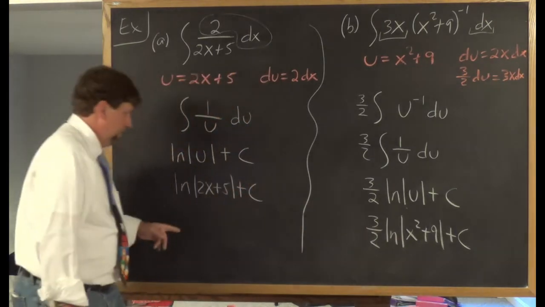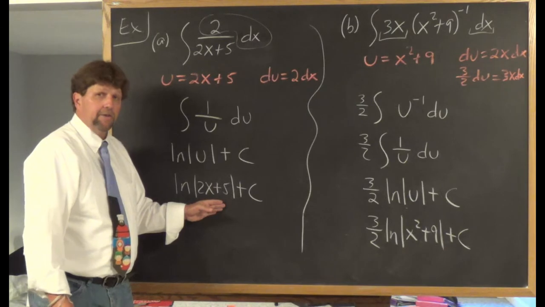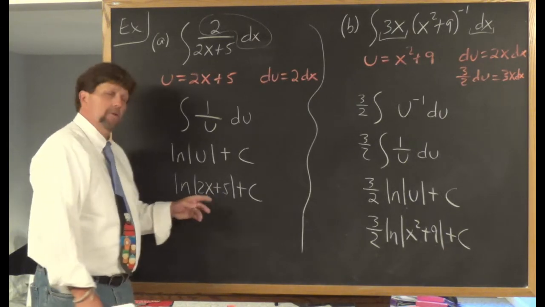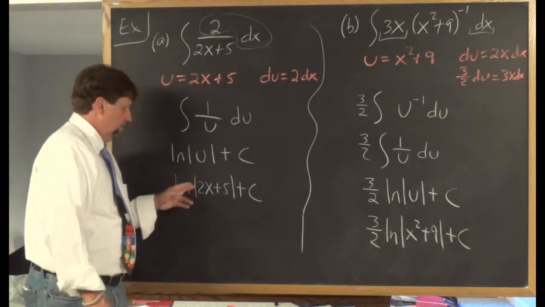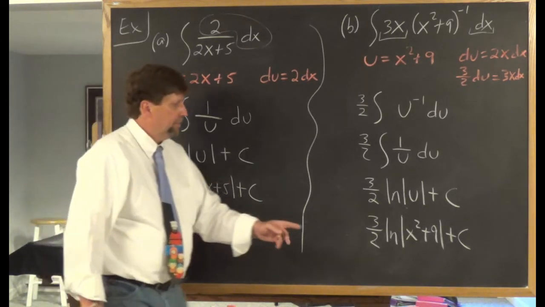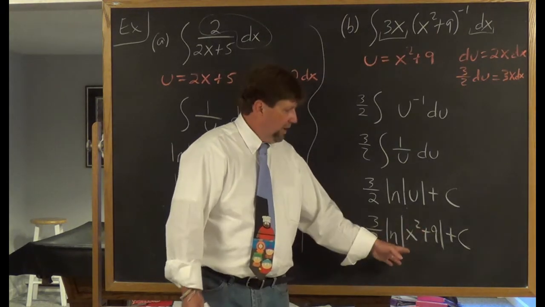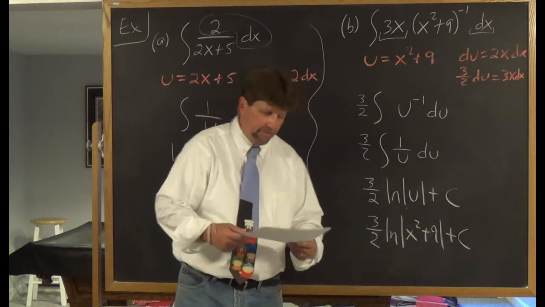In part A, I definitely need the absolute values here because there are values of x that would make 2x plus 5 negative. So the absolute values are necessary in part A. In part B, they're overkill. But you can't be wrong if you have the absolute values.